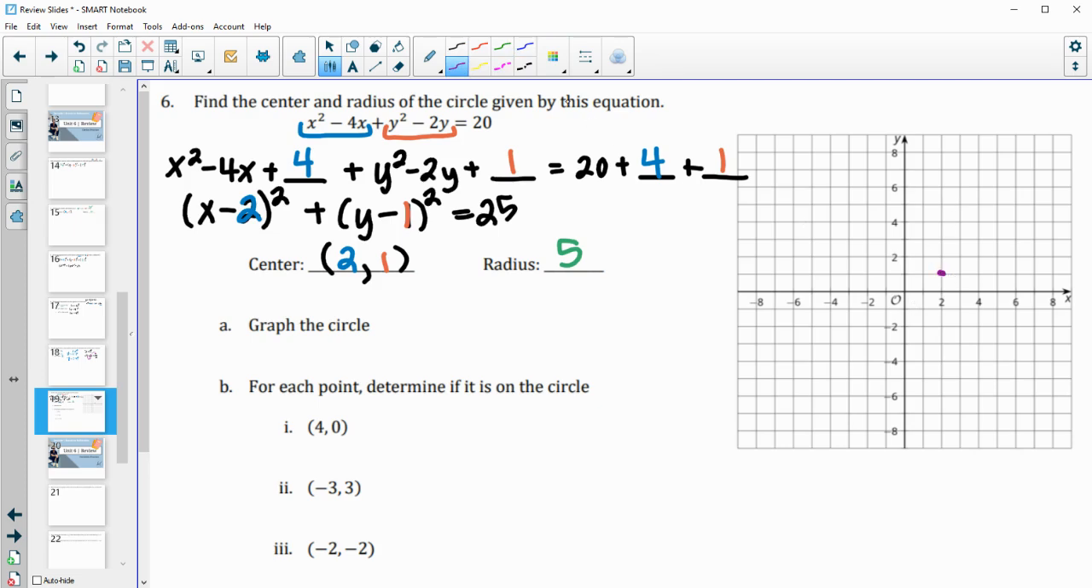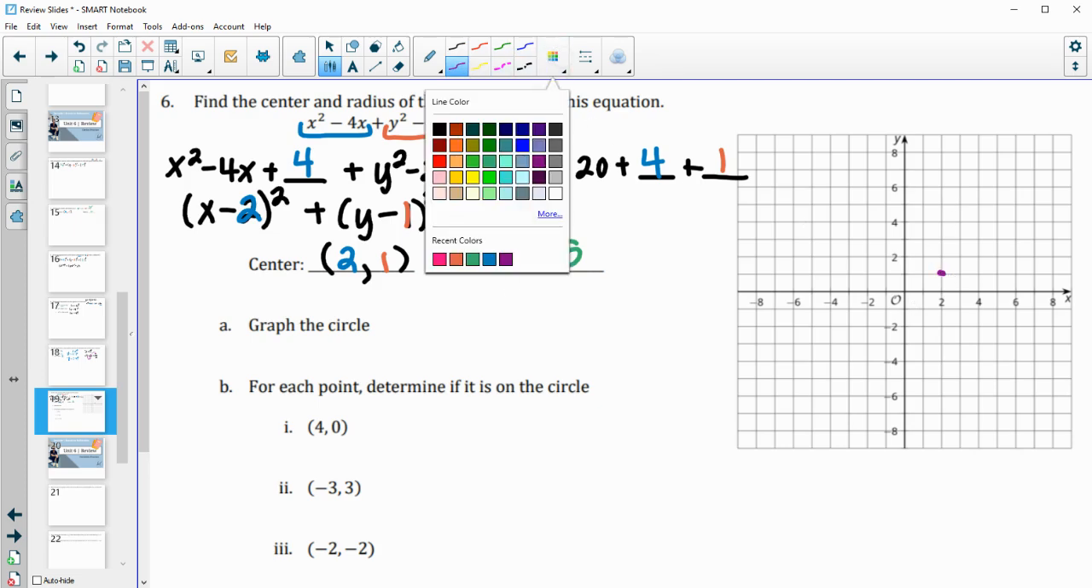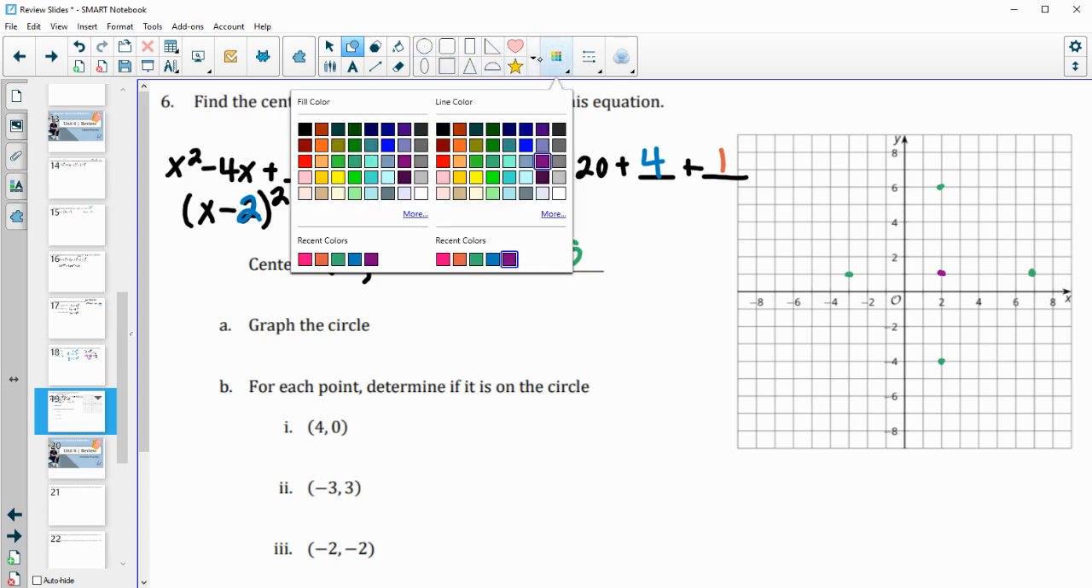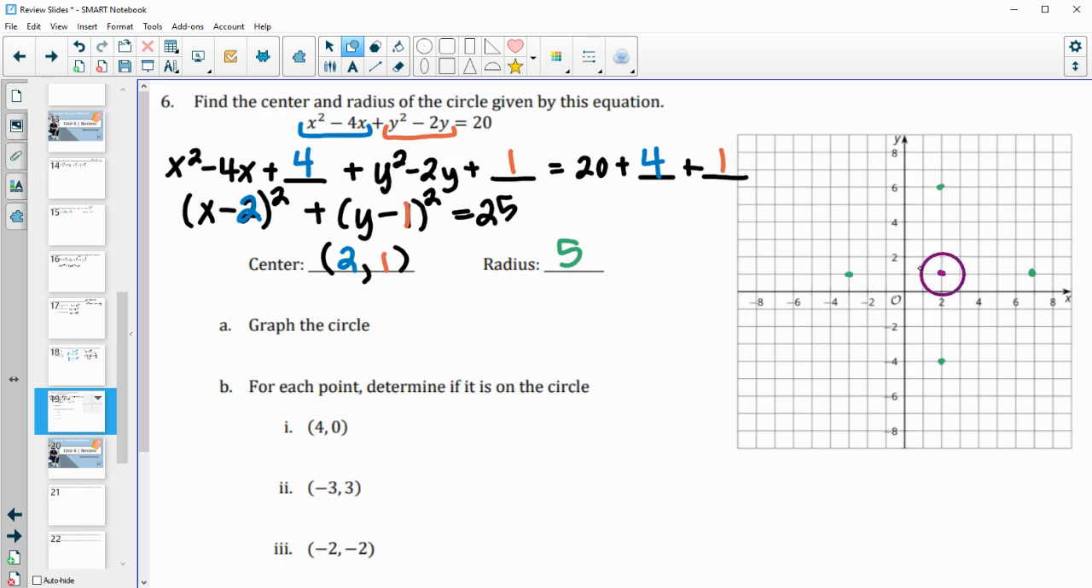And then you would count using the radius. So I would go up 5, down 5, to the right 5, and to the left 5. And then just draw the best circle that you can. If you have a compass, you could certainly use that. Otherwise, just draw the best circle that you can. I'm going to use my compass drawer. So then there's the circle.